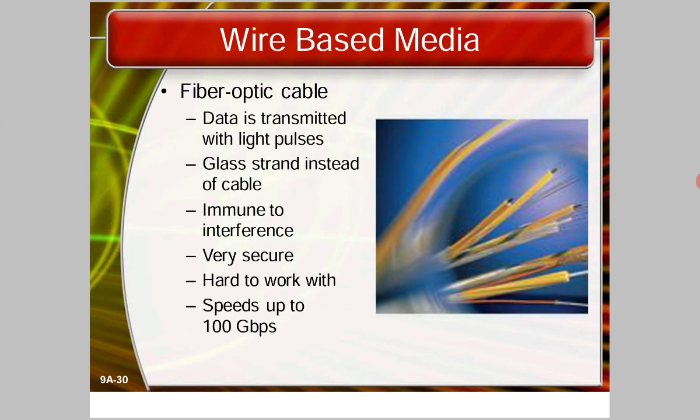Next one is wire based media, which means fiber optic cables. Generally data is transmitted with light pulses. A glass strand is used instead of cable. Immune to interference, very secure, hard to work with, and speed up to 100 Gbps. The latest media used is fiber optic cables. Fiber optic cables are very high speed network data transmission cables.